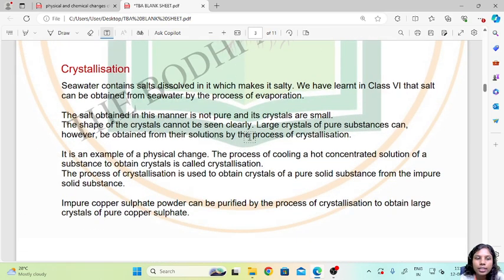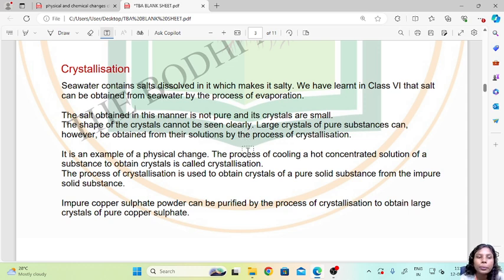Seawater contains salt dissolved in it which makes it salty. We have learned in class 6 that salt can be obtained from seawater by the process of evaporation. As the water goes off, we get the salt back. This is the simplest phenomenon that happens in the salt pans. The evaporation of water takes place and we are left with the salt.